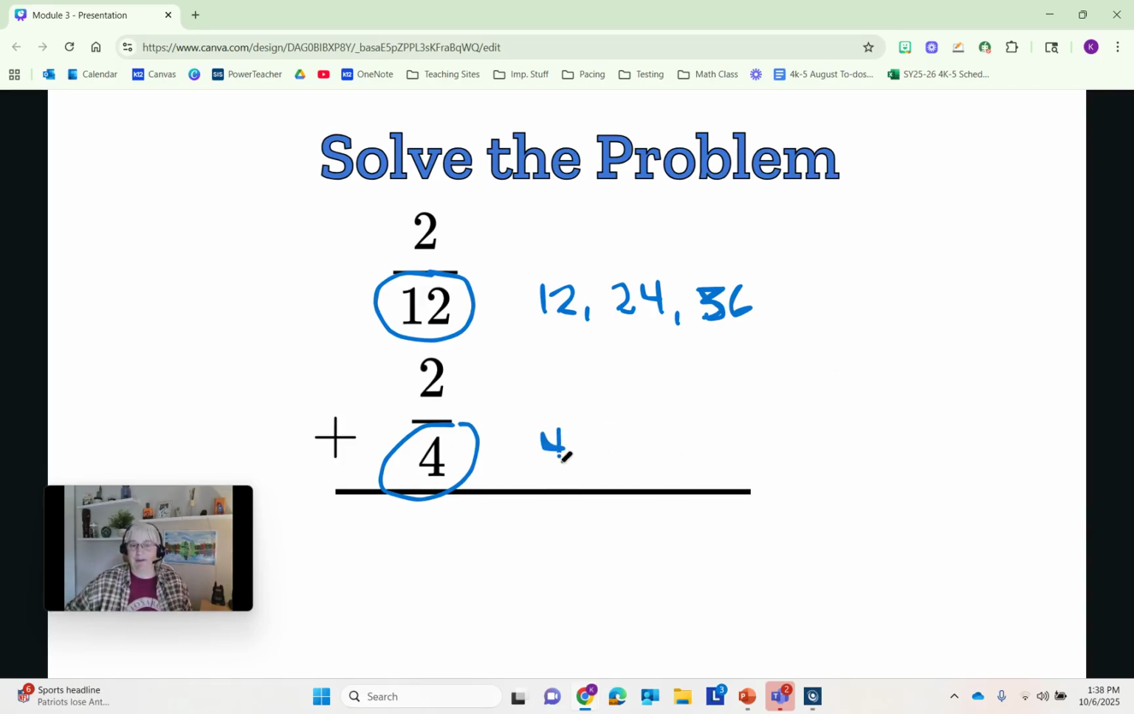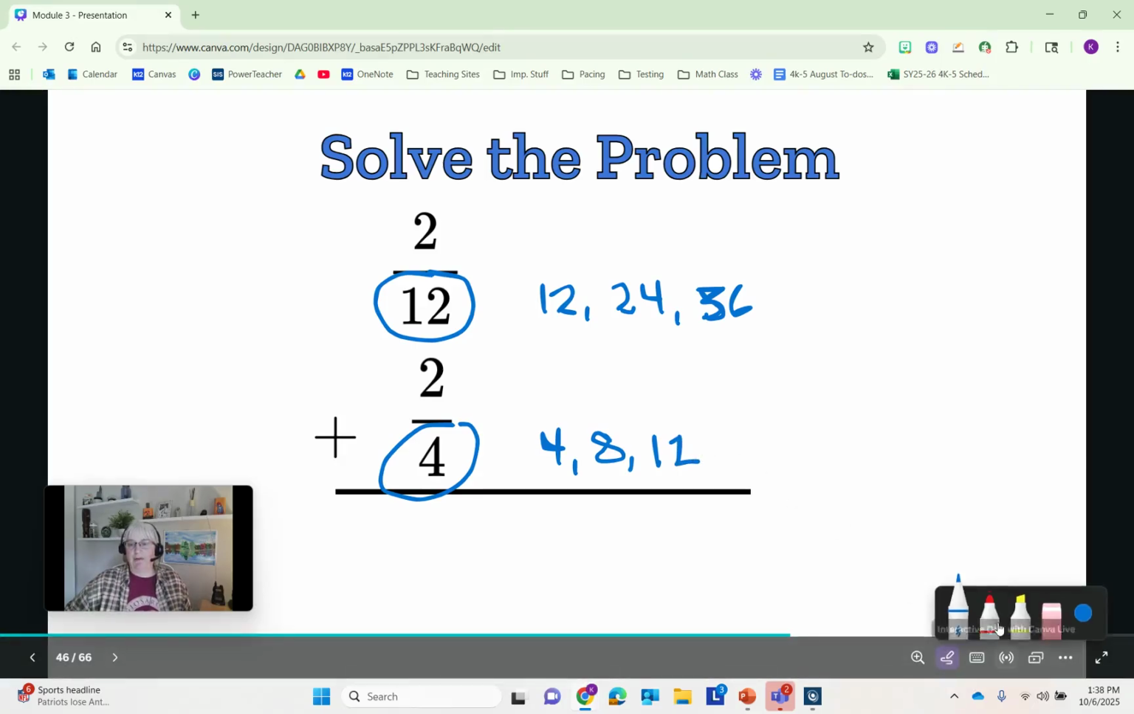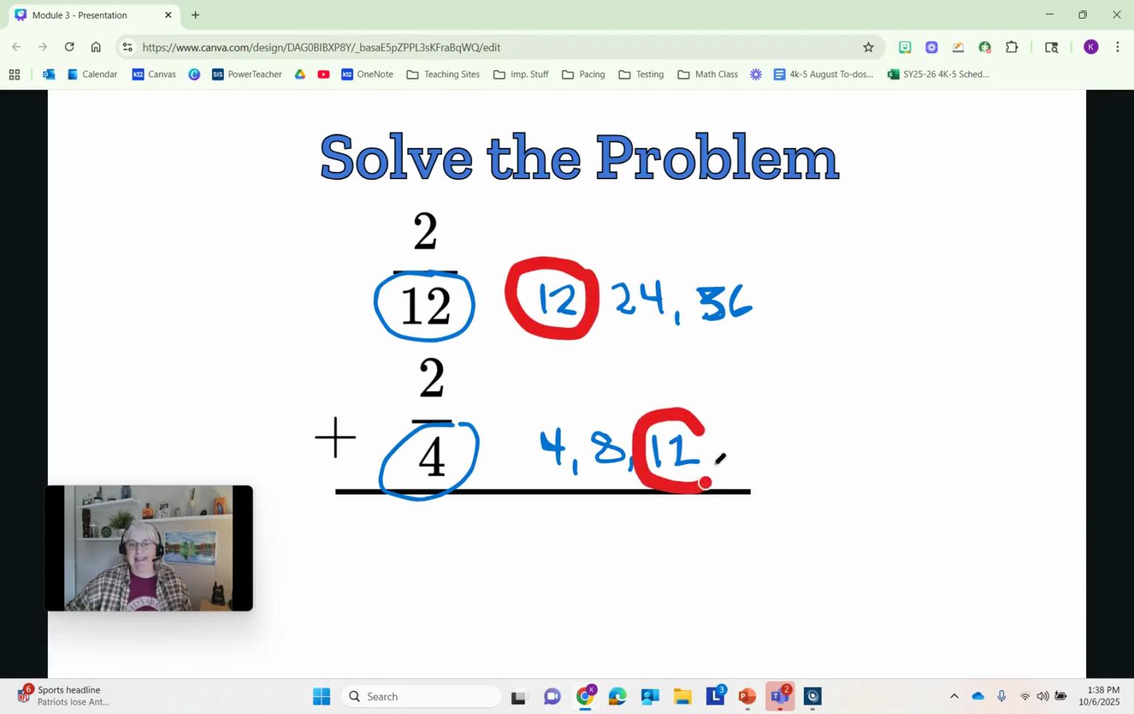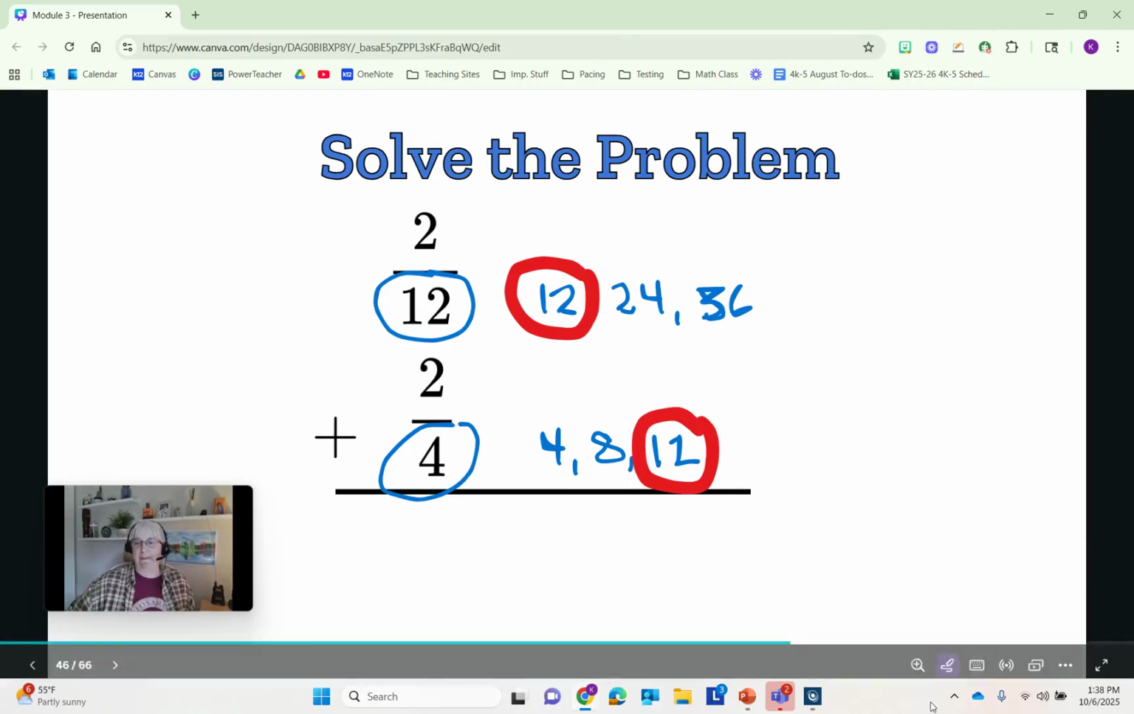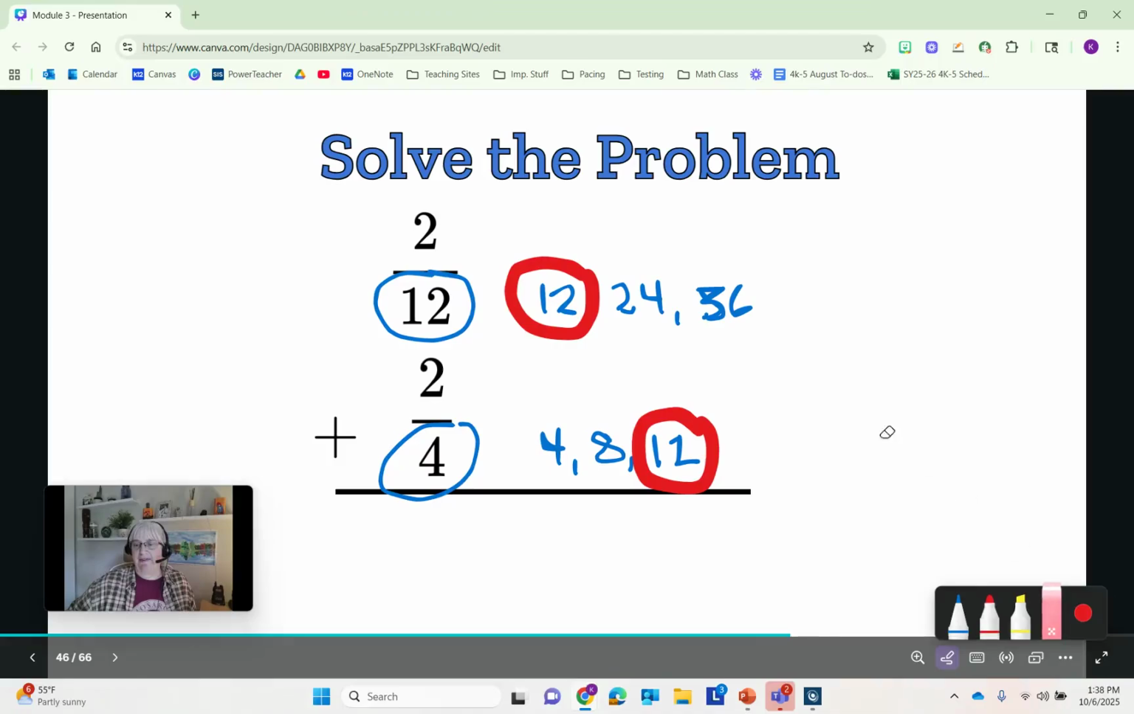Well, 4 times 1 is 4. 4 times 2 is 8. 4 times 3 is 12. Wait, 12? We have 12 for both. We have 12 here and 12 here, and that is the smallest multiple they have in common. Yay! So here's what we're going to do. We're going to change both fractions so that the denominator for both fractions is 12, and then we can add them together.